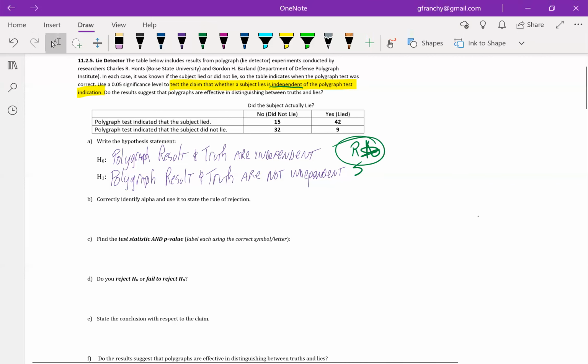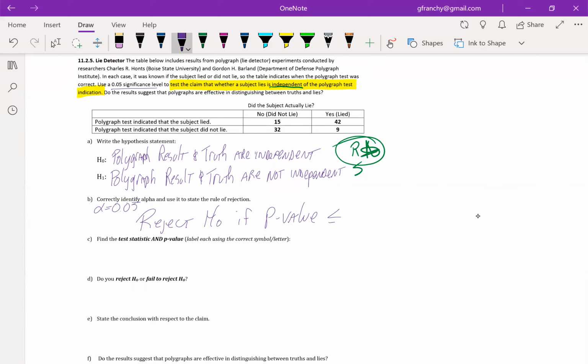So in part B, since this is always going to be a right tail test and we're going to be using StatDisk with these 4 numbers, I just combine parts B and C. So identify alpha and write our rule of rejection. We reject the null hypothesis if p-value is less than or equal to 0.05. And at this point, we're ready to head on over to StatDisk.